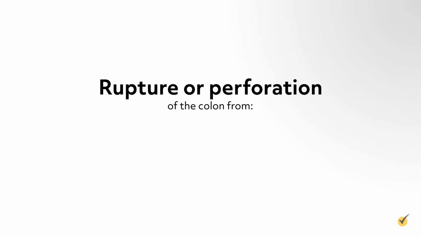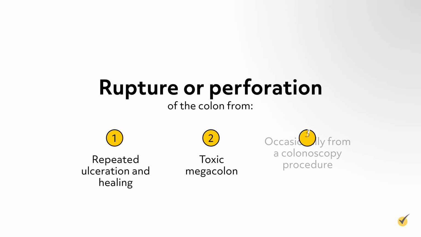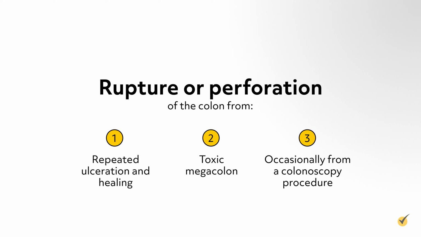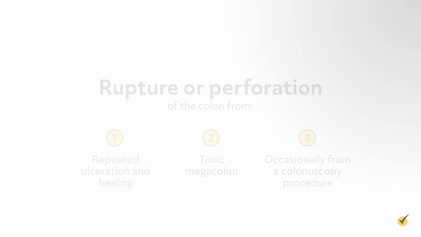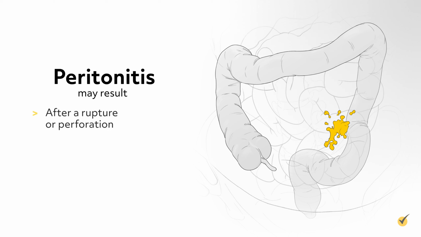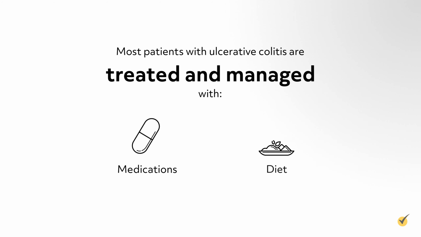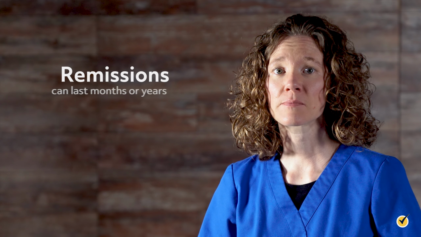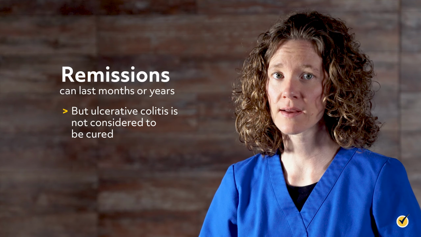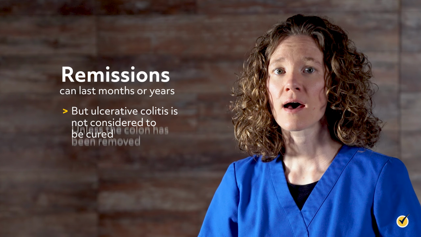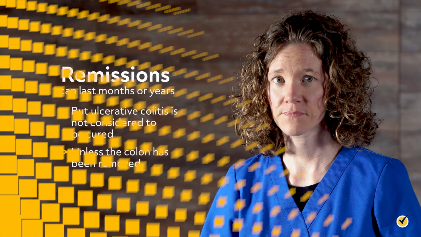Rupture or perforation of the colon from repeated ulceration and healing, toxic megacolon, or occasionally a colonoscopy procedure, can also occur. Peritonitis may result after a rupture or perforation as the bowel contents leak out of the large intestine and irritate the peritoneum. Most patients with ulcerative colitis are treated and managed with medications and diet. Remissions can last months or years, but ulcerative colitis is not considered to be cured unless the colon has been removed.